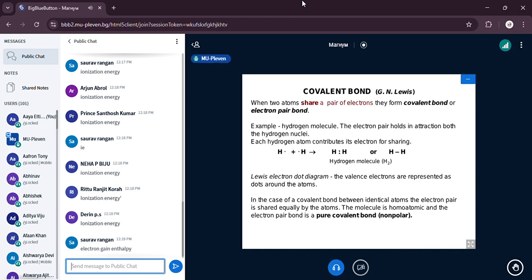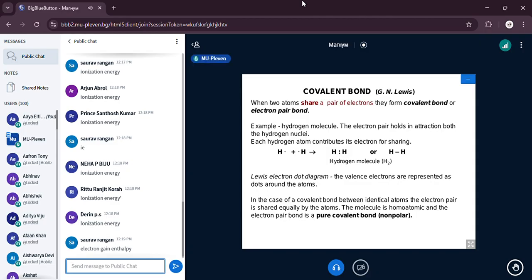We will continue with the second type of bonding, covalent bonding, and we will pay more attention to this bonding. We will start with the theory of Lewis about covalent bonding. In this theory, the basic term is share, because according to this theory, the bond between atoms is a result of sharing of an electron pair between bonding atoms.